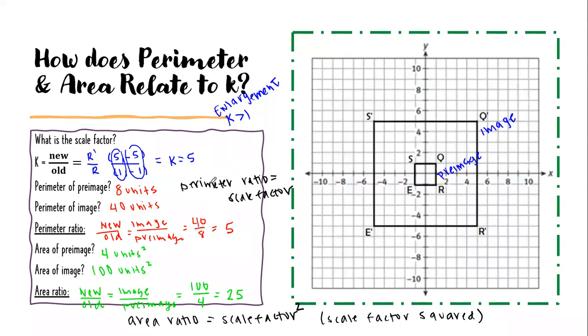So basically what we need to realize is that the perimeter ratio equals the scale factor. So the perimeter ratio, what we did, equaled the same scale factor. And the area ratio was the scale factor squared. So 5 squared is 25. 5 times 5 is 25. Let's see if that works on another image. Okay, so let's see if that works on another one that we do.